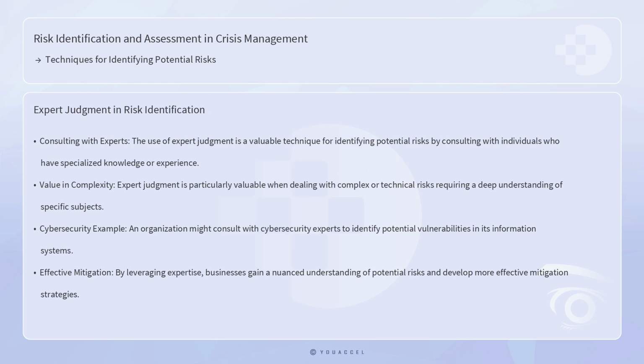The use of expert judgment is another valuable technique for identifying potential risks. This method involves consulting with individuals who have specialized knowledge or experience in a particular area. Expert judgment can be particularly valuable when dealing with complex or technical risks that require a deep understanding of specific subjects. For example, an organization might consult with cybersecurity experts to identify potential vulnerabilities in its information systems. By leveraging the expertise of these individuals, businesses can gain a more nuanced understanding of potential risks and develop more effective mitigation strategies.